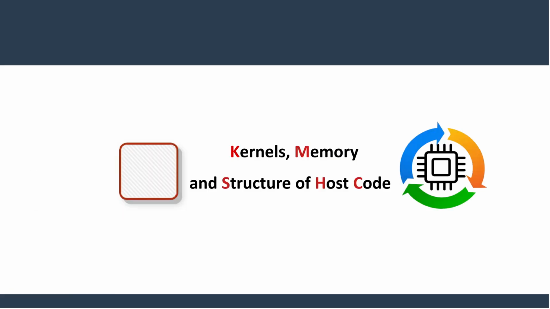Kernels are functions executed on the graphics processing unit, launched from the host code. Memory management involves allocating, transferring, and freeing memory between host and device. Host code structure includes setting up device properties, managing memory, and launching kernels. Efficient host code ensures optimal graphics processing unit performance by synchronizing operations and handling errors effectively.